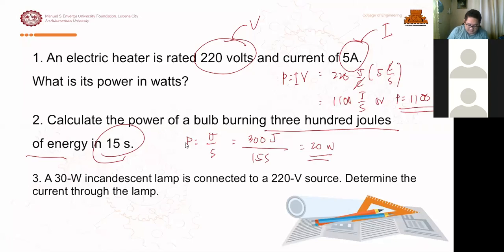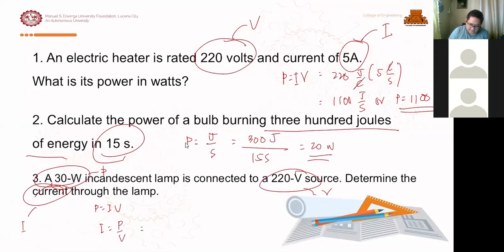Okay, so number 3, a 30 watt lamp is connected at 220 volts. So this is our volts. Determine the current through the lamp. Okay? So what we don't have is I. Okay? So P is equals to IV, so I is equals to P over V.